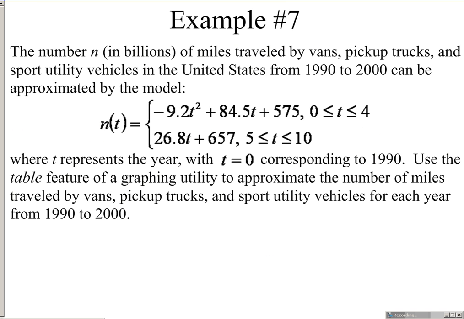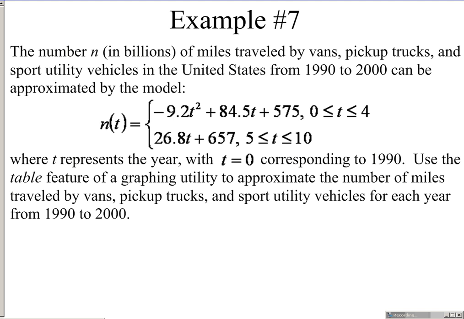Last one here. The number n in billions of miles traveled by vans, pickup trucks, and sport utility vehicles in the United States from 1990 to 2000 can be approximated by that model, where t represents the year, with t equals 0 corresponding to 1990. And when you're doing these problems, make sure you are paying attention to how the variables are defined. Use the table feature of a graphing utility to approximate the number of miles traveled by vans, pickup trucks, and sport utility vehicles for each year from 1990 to 2000.